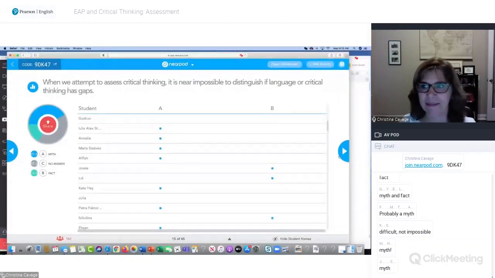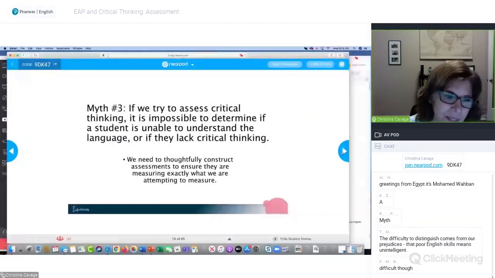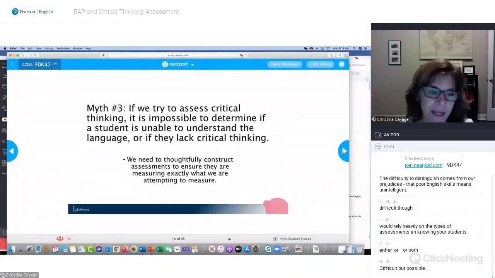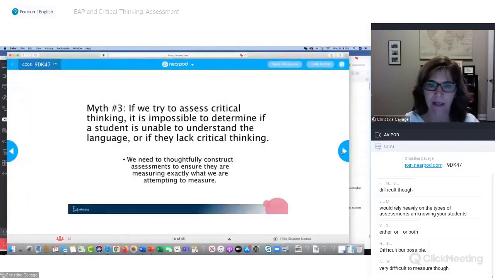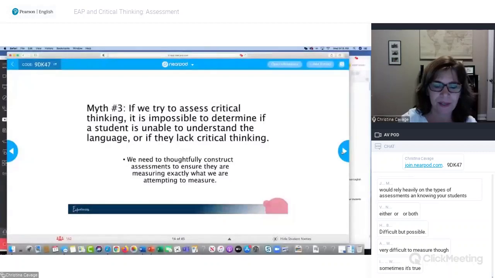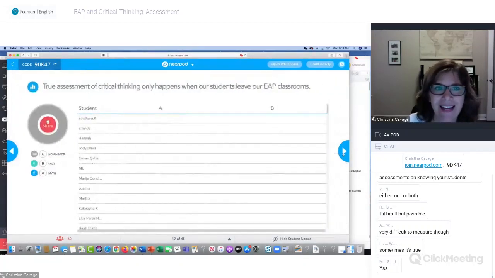And so for sake of time, let's look at this one. This is also a myth, okay? Now, why is it a myth? We need to thoughtfully construct assessments to ensure that they are measuring exactly what we are attempting to measure, okay? And I think this is one of the hardest things for language teachers, the blur between measuring language and measuring critical thinking. For my own classes, these have to be very separate in how I measure them. And once again, hopefully at the end of the webinar, we'll all have a better answer to this.